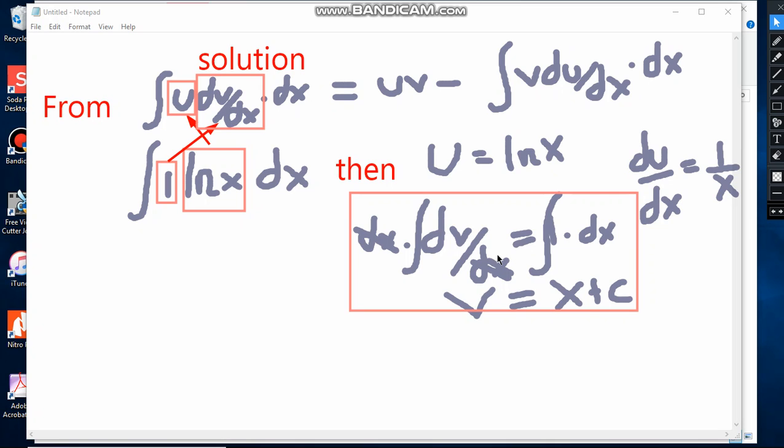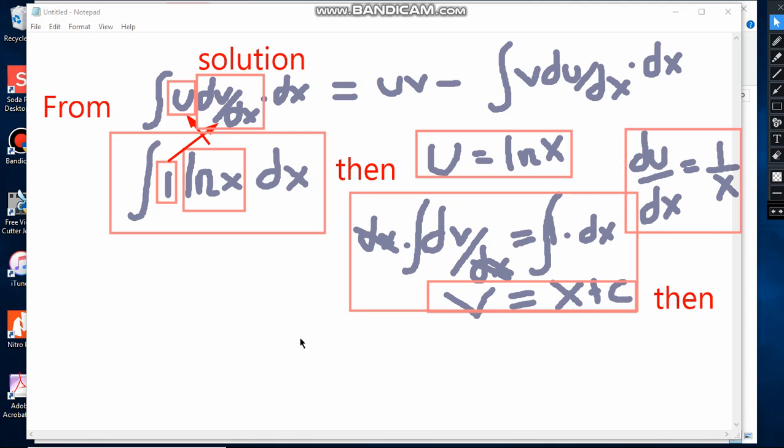So I have u equal to ln of x, and its derivative du/dx is equal to 1 over x, and v is equal to x plus c. So u is this one, v is this one, and du/dx is 1 over x. Then we substitute back.